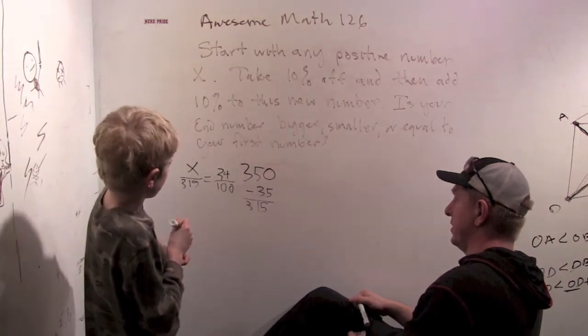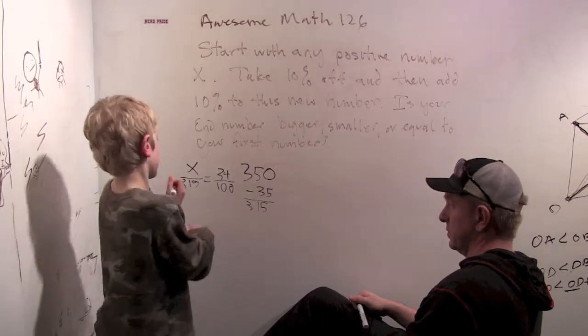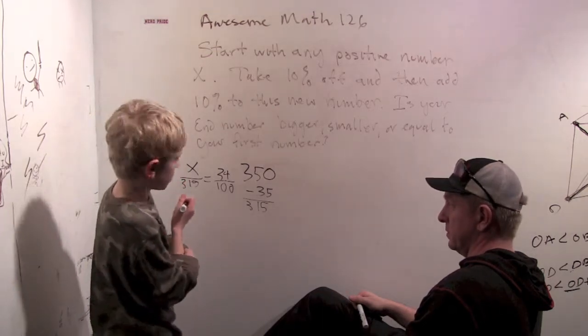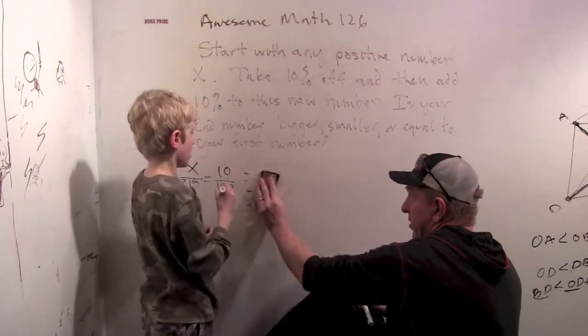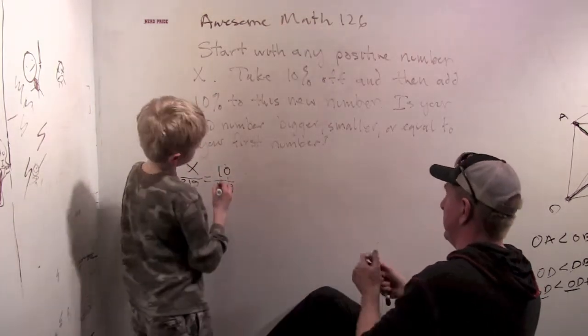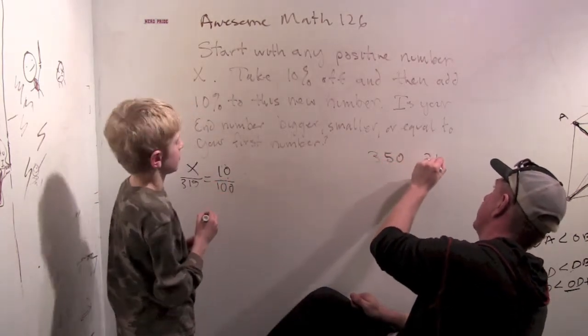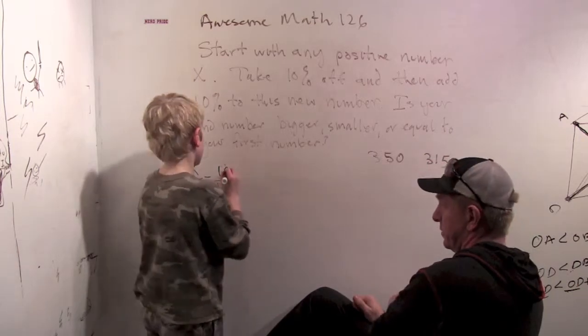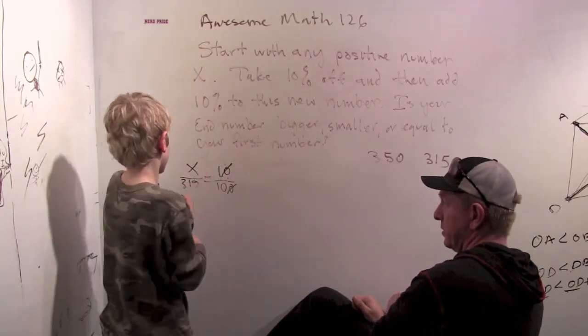How do we figure out what 10% of 315 is? x over 315, then 10 over 100. So 10 over 100. I'm going to erase this just so it stays out of the way. I'll remember our original number is 350, and now we're at 315. Okay, so then we can cancel with 10. We can't simplify anymore.